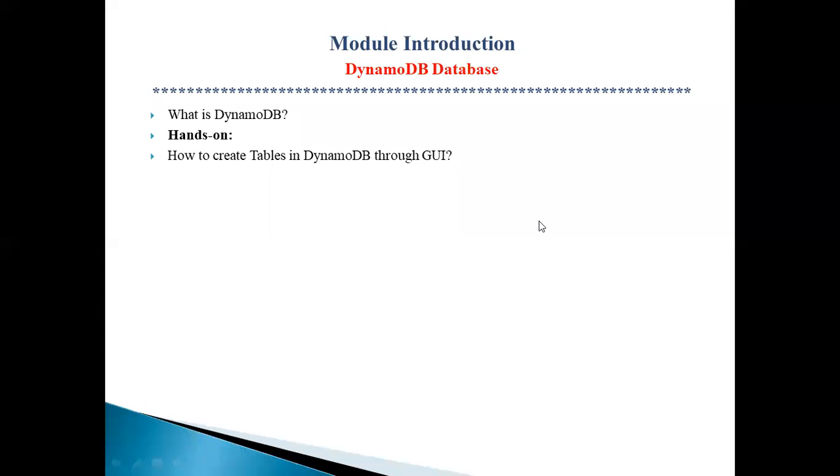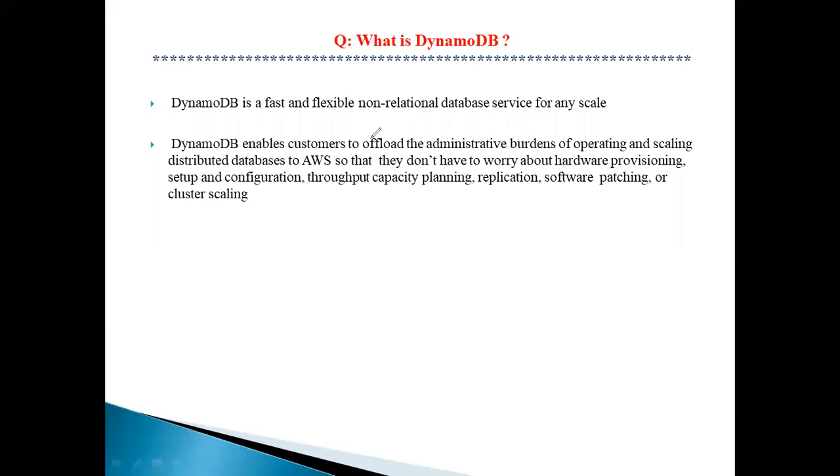Let's understand the definition first. This definition I will keep in the video description. Let's understand what is DynamoDB. DynamoDB is a fast and flexible non-relational database service for any scale. And DynamoDB enables customers to offload the administration burden of operating and scaling distributed databases to AWS, so that they don't have to worry about hardware provisioning, setup and configuration, capacity planning, replication, software patching, or cluster scaling.